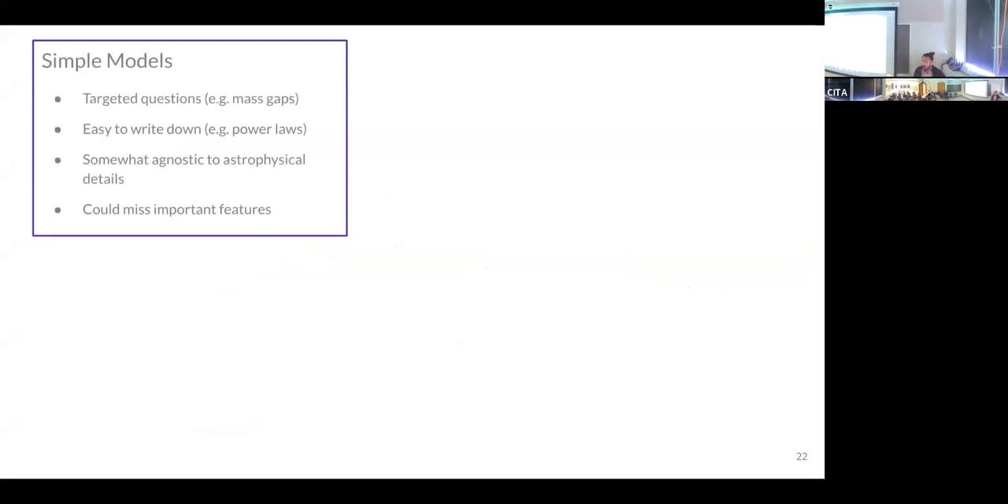The simple models are also easy to write down. That's really nice. You can pass it over to your friend on a piece of paper. They're somewhat agnostic to astrophysical details, so you could call that a plus or a minus, depending on how you look at it, but that's just what you get. And the other downfall of these models occasionally is that you can miss important features, or because they're so simplified, they can actually give you biased estimates on certain things you're trying to measure.